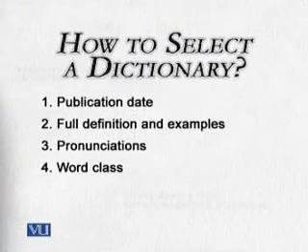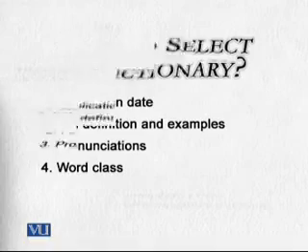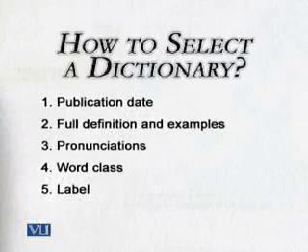The fourth important thing is the word class. I mean, dictionaries should guide you whether the word which you are consulting or looking up from the dictionary is noun or pronoun or adjective or adverb. I mean, its class, its parts of speech, the dictionary should tell you. And the fifth and the last one, according to my opinion, is the label information.